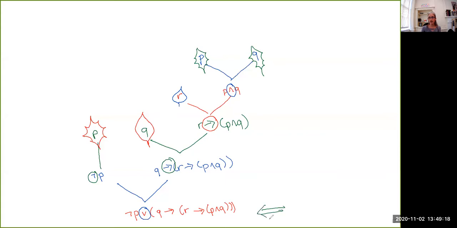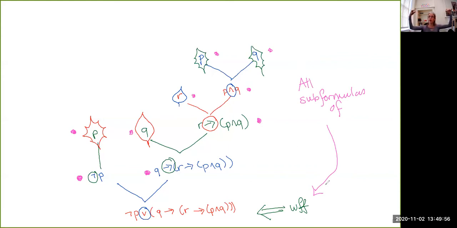So if this here is our main formula, our well-formed formula, then every single one of these other parts, so not P, P, Q, this big long implication, this implication, R, P and Q, P, Q, these are all subformulas of this main formula. So I said in the previous video that the subformula of a subformula is a subformula of the main formula. That's all that I meant. I meant that every single thing that you write down at one of the nodes of your parse trees is going to be a subformula of the formula that you started with.